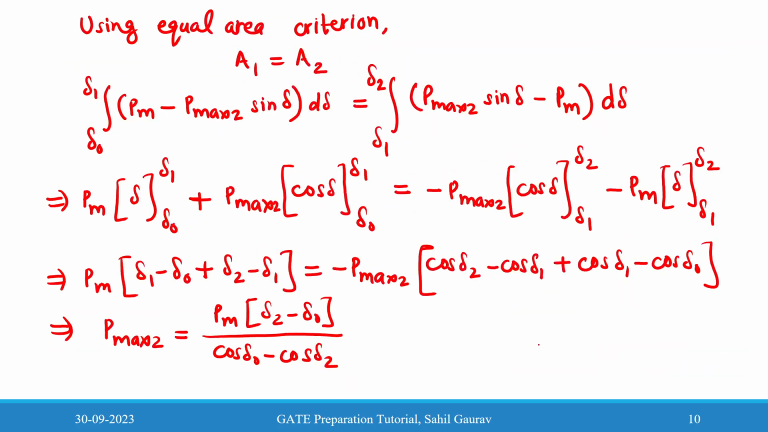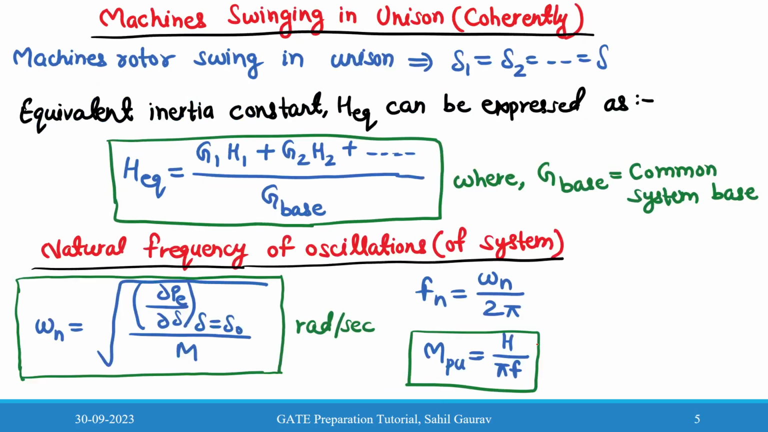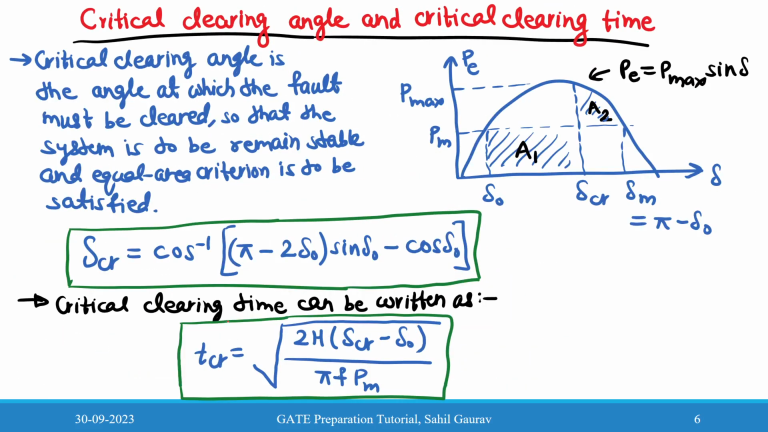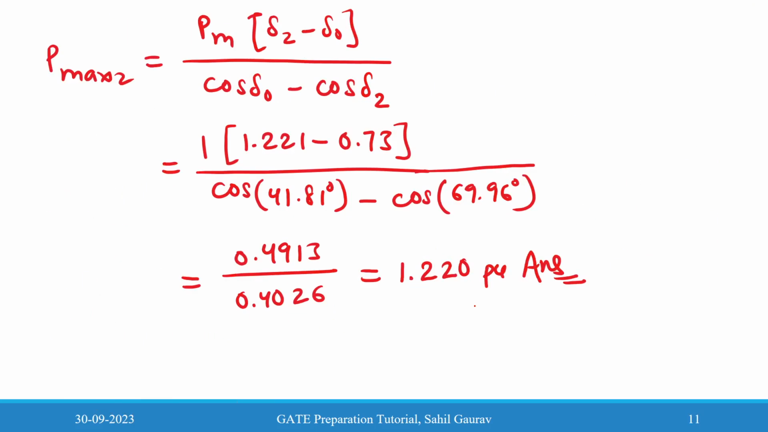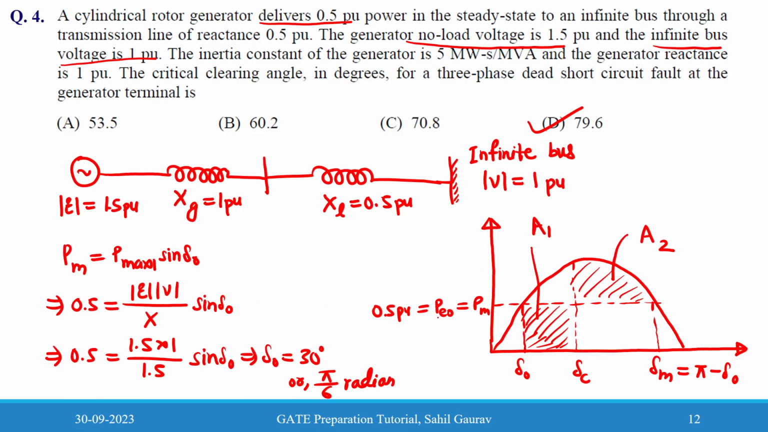So here you can apply that expression also that we have seen in the starting. This expression, as we were telling, the critical clearing angle is cos inverse of (pi minus 2 delta naught) sin delta naught minus cos delta naught. The same expression you can apply in question number 4, and this was asked in GATE 2012, a 2 marks problem.